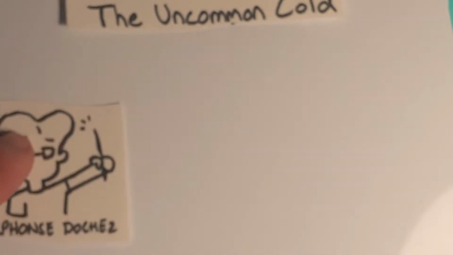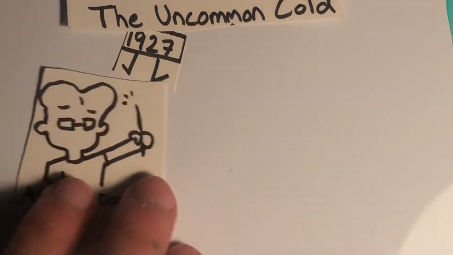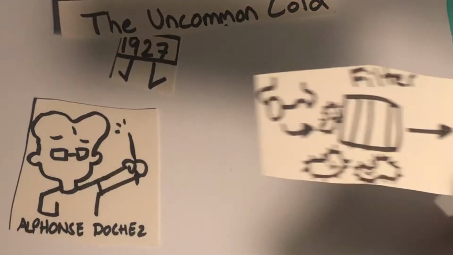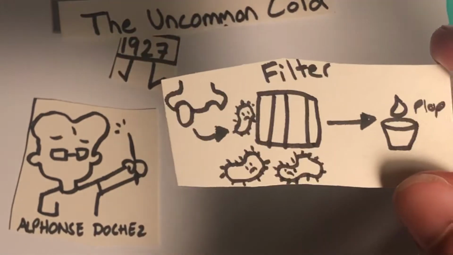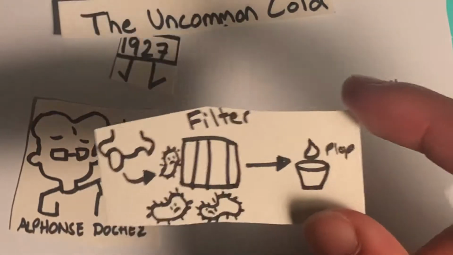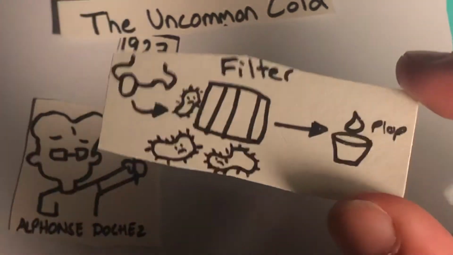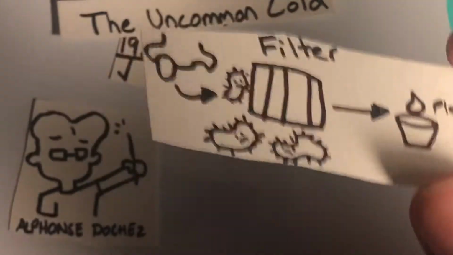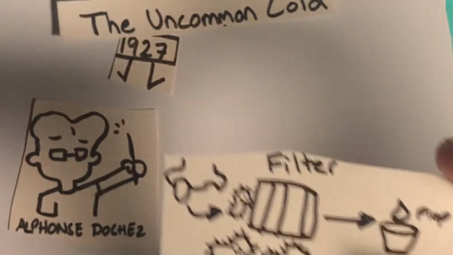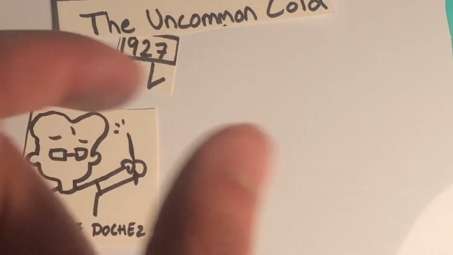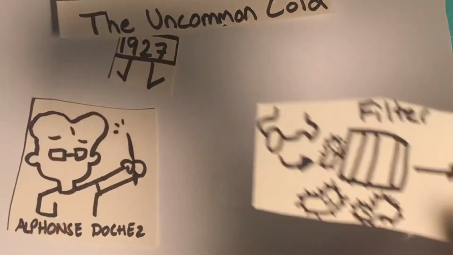So it wasn't until Alphonse Dochez in 1927 that he took mucus and put it through a filter. But this specific filter was used to filter out tobacco mosaic bacteria so that it wouldn't go through. Tobacco bacteria is one of the thinnest ones. It kind of looks like tobacco, a really long cylinder that's pretty thin. And note, even that can't get through this.